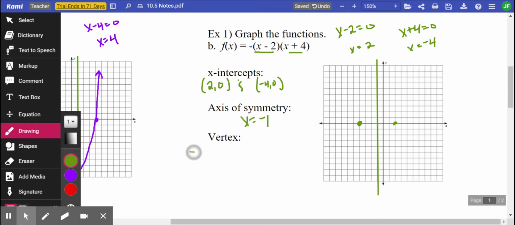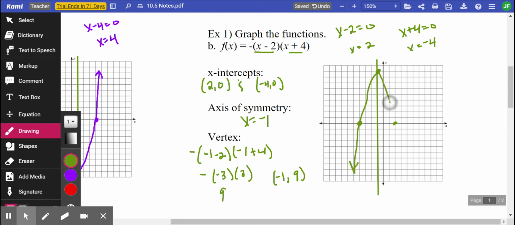And then my vertex is going to be using the axis of symmetry and plugging that in to find our y. So we have negative times negative 3 times positive 3, which gives us 9. So our vertex is at the point negative 1, 9, which is up here. I apologize for my parabolas in this. And that's it for that.